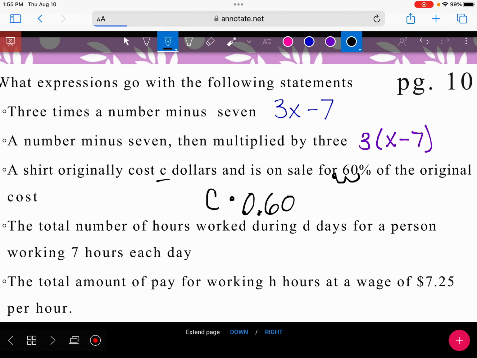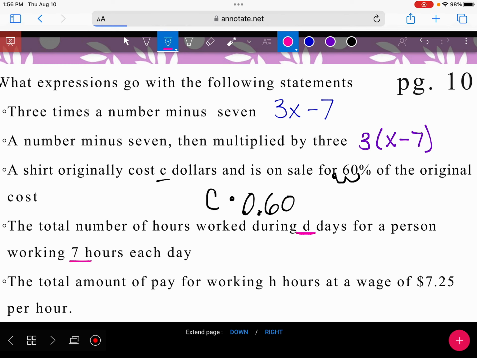So we want to know the total number of hours worked when someone works 7 hours each day. If we don't know how many days it is, but we know they work 7 hours a day, they work for some number of days and they work 7 hours each day. What do we do with those two values? Not quite divide them, but I love that instinct. We're going to multiply them.